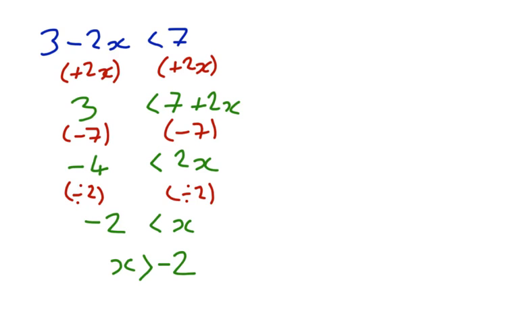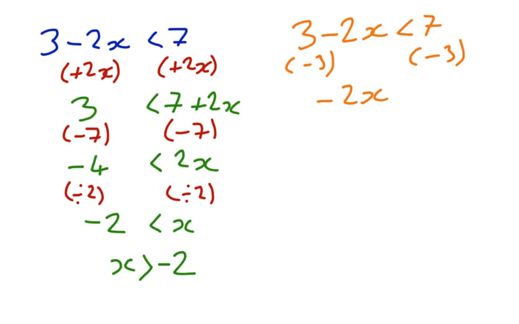If we had done this without adding the 2x, we would have got the sign the other way round. So let's have a look what happens there if we'd done it the other way. If we'd started with 3 minus 2x less than 7, and we'd minus 3 and minus 3, we would have got minus 2x is less than 4, and then we would have divided by minus 2, divided by minus 2, and we would have got x is less than minus 2. Now these two methods give us different answers. The first one gives us x is bigger than minus 2. The second one gives us x is less than minus 2.